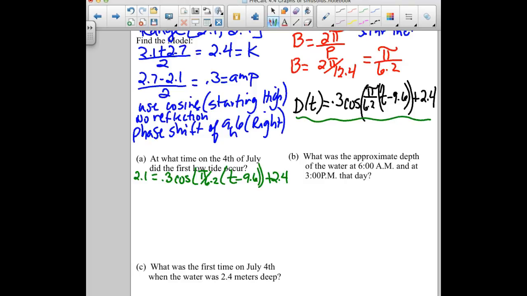How do we solve something like that? Subtracting the 2.4 is a wonderful start. What does that get us? Okay, negative 0.3 equals 0.3 cosine pi over 6.2 times t minus 9.6. What do you think we should do next? What do we get if we divide out the 0.3?